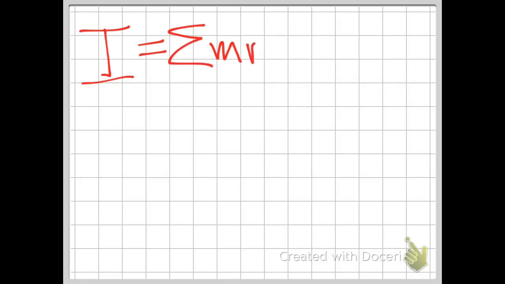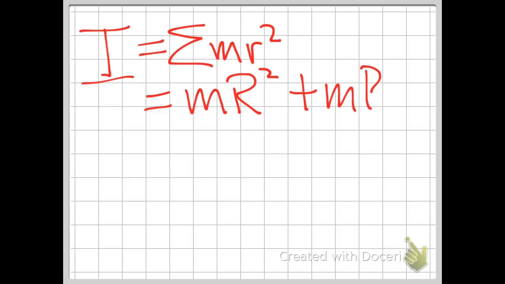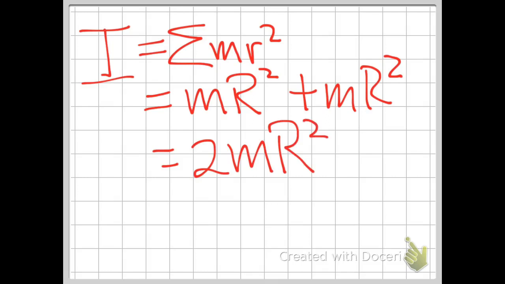Another thing we know is that if we look at the rotational inertia of the element at the top, that's going to be the sum of the masses times the radius squared. So if we look at that, that's equal to m R squared, the big R, plus m R squared, which is equal to 2mR squared. And that is our rotational inertia.